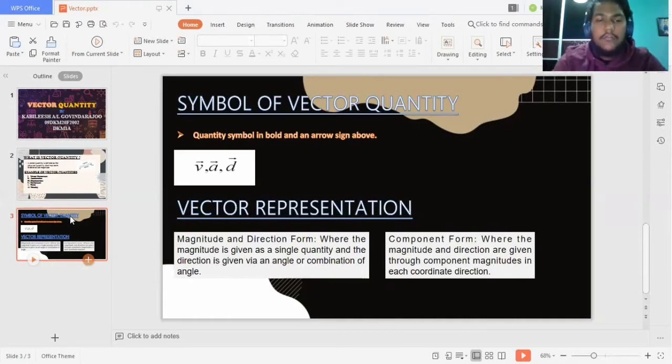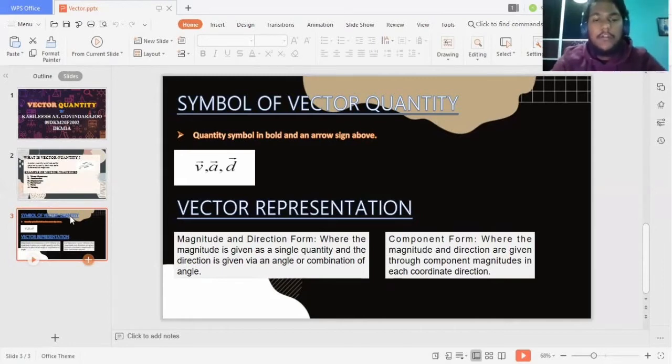Now I'm going to talk about vector representation. The first one is magnitude and direction form, where the magnitude is given as a singular quantity and the direction is given via an angle or a combination of angles. The second form is component form, where the magnitude and the direction are given through component magnitudes in each coordinate direction.